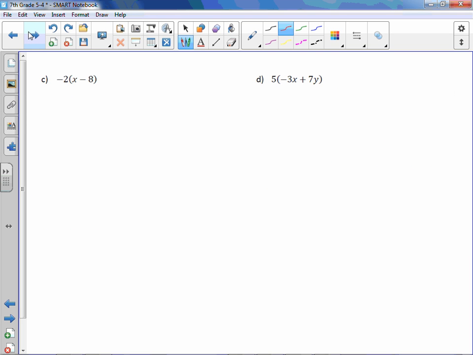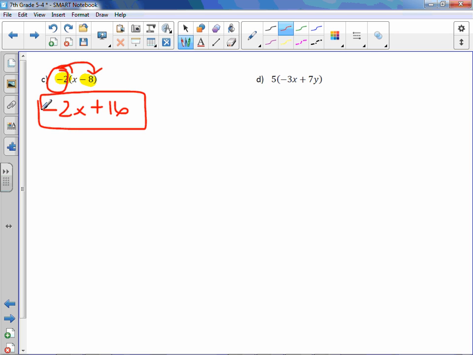Letter C, this time we've got some negatives going on. We are distributing negative 2. So negative 2 times x is negative 2x. Negative 2 times 8, and here's where I would say it's negative 8. So negative 2 times negative 8 is positive 16. So when you're multiplying a negative times a negative, even if that negative is a subtraction sign, negative times a negative, it then becomes a positive. And that would be your answer there.